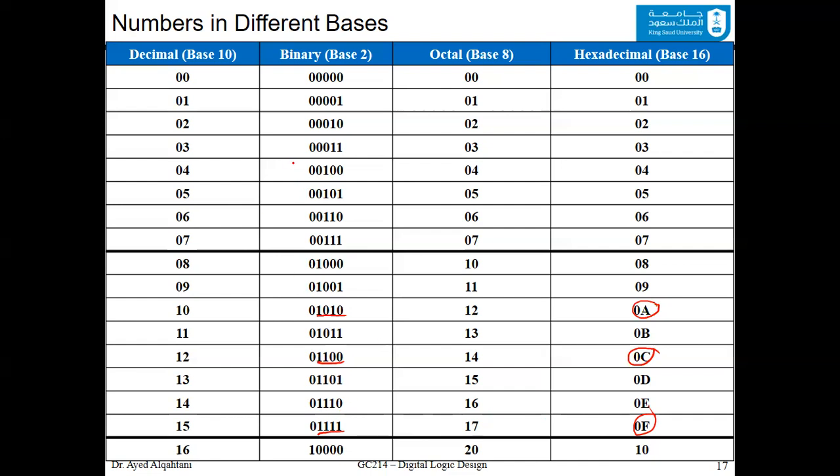And practice knowing the numbers from 0 to 9. This is given. You have to know directly. 9 is 1001. 6 is 0110. 5 is 0101, and so on.